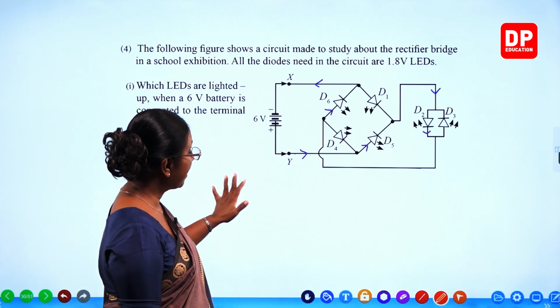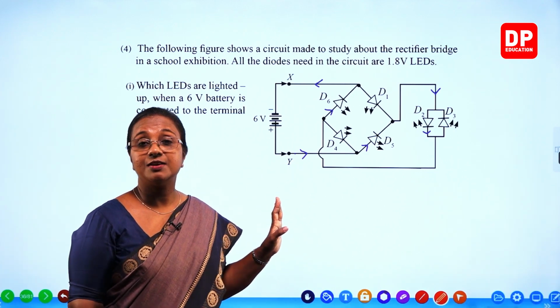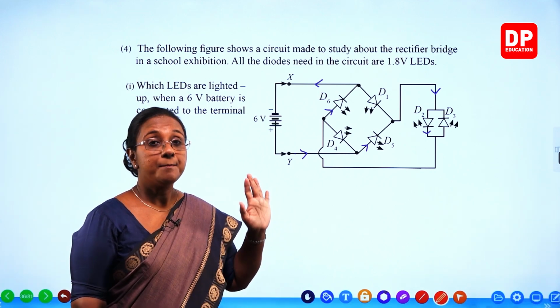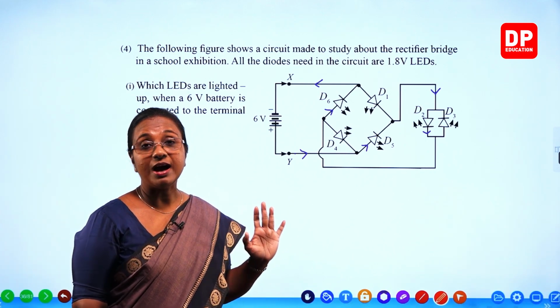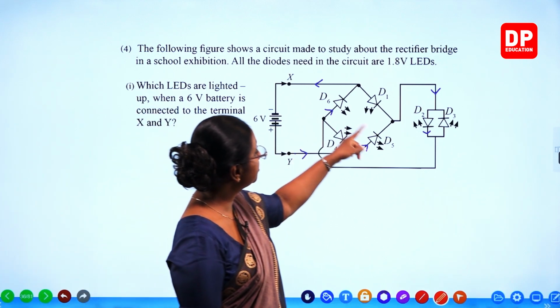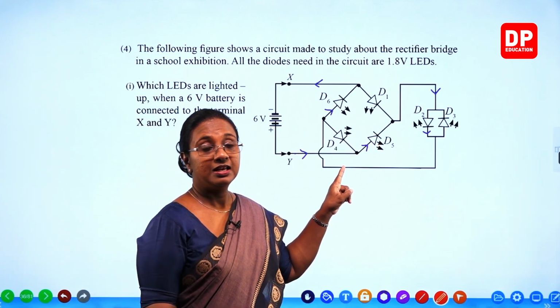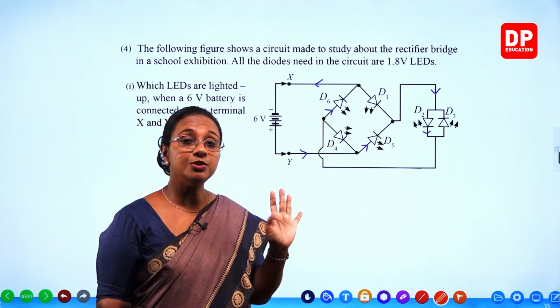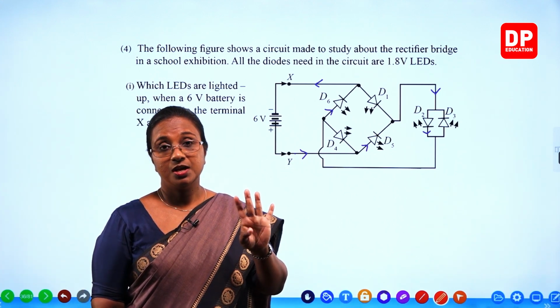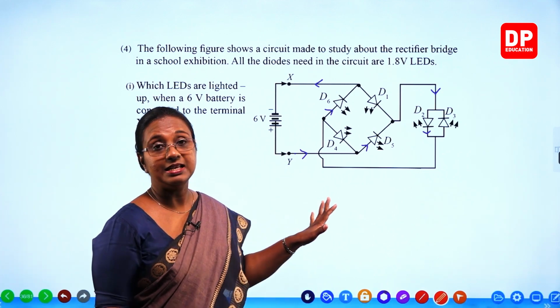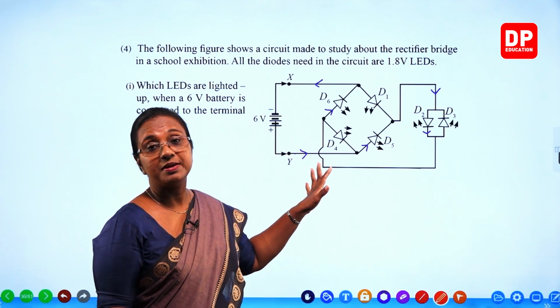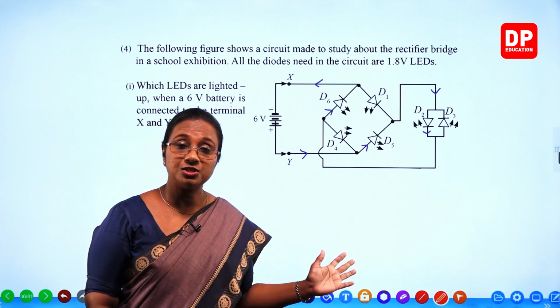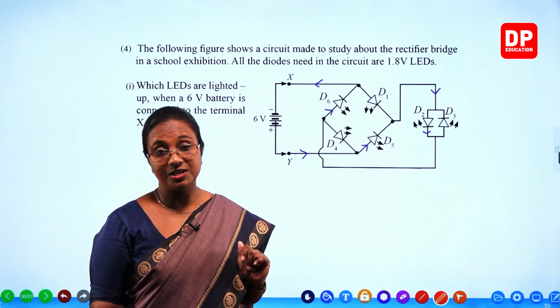So this is the same activity where we try to understand the full wave rectification, but here you have to understand the position of the LEDs. So although the numbering is different, earlier we only used 4 diodes, but here there are 6 LEDs. So depending on the position, you need to identify which is forward biased and which is reverse biased.